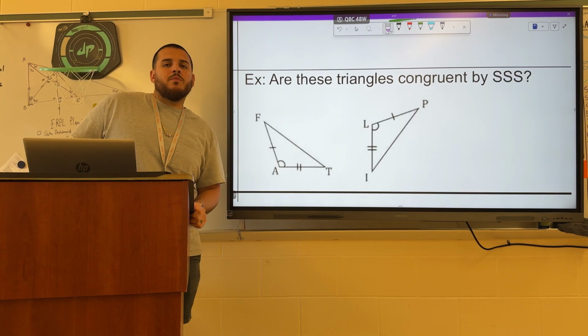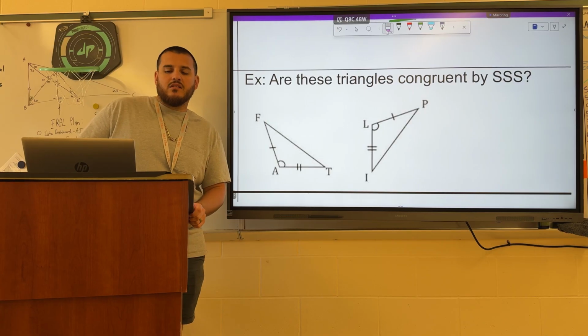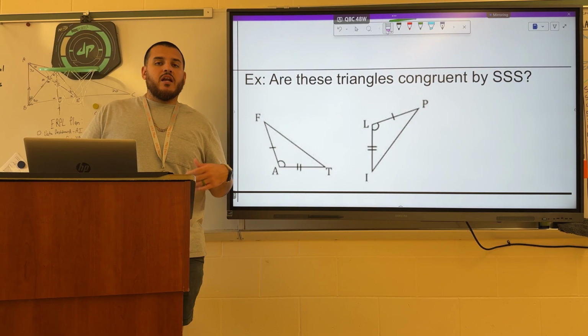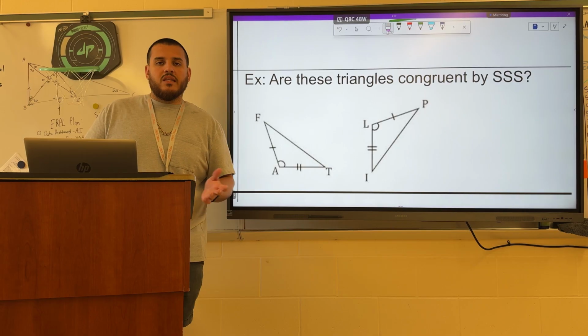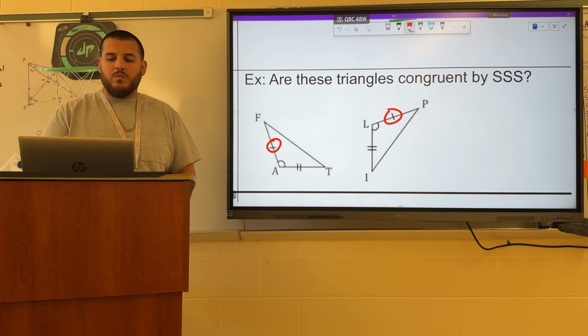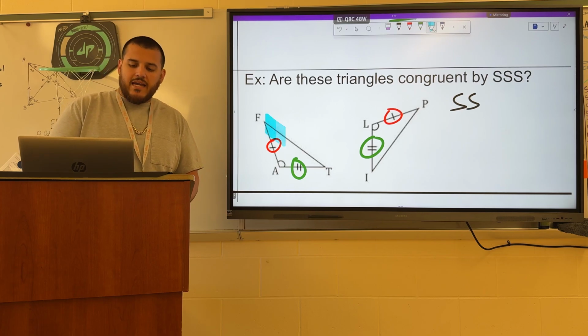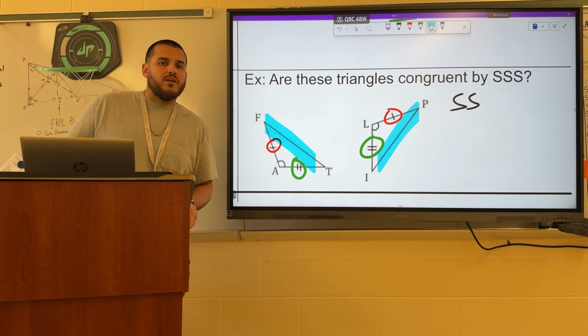In this example, we're being asked specifically if the side-side-side congruency theorem applies to these 2 triangles. In order to answer questions like this, we just need to evaluate the given information on our triangles. We know side FA is congruent to side LP, that is 1 pair of congruent sides. We know side AT is congruent to side LI, that is a second pair of congruent sides. But notice we lack dashes on our third sides.